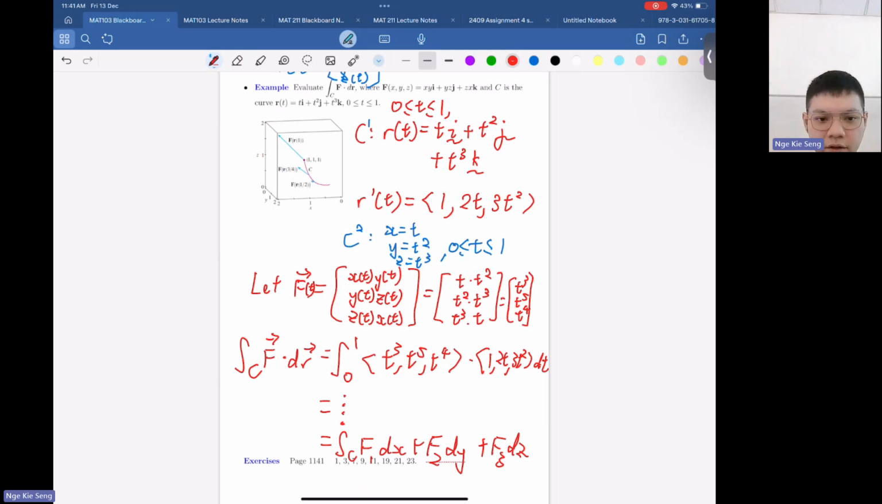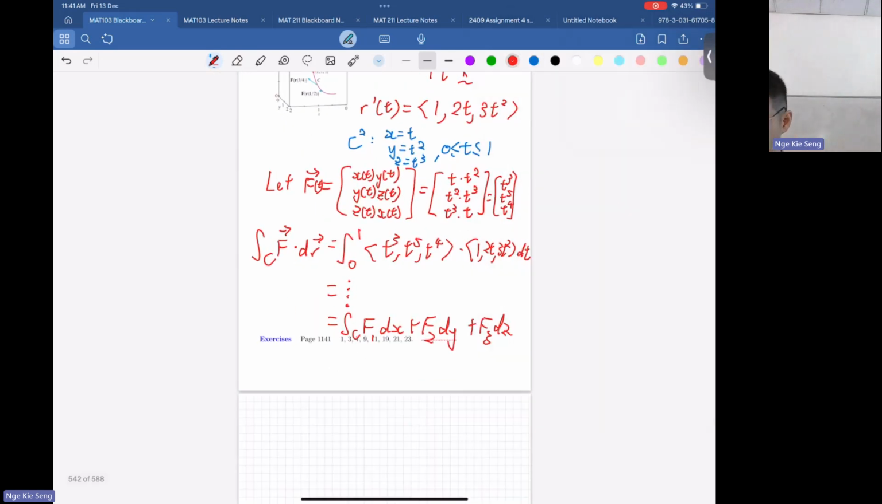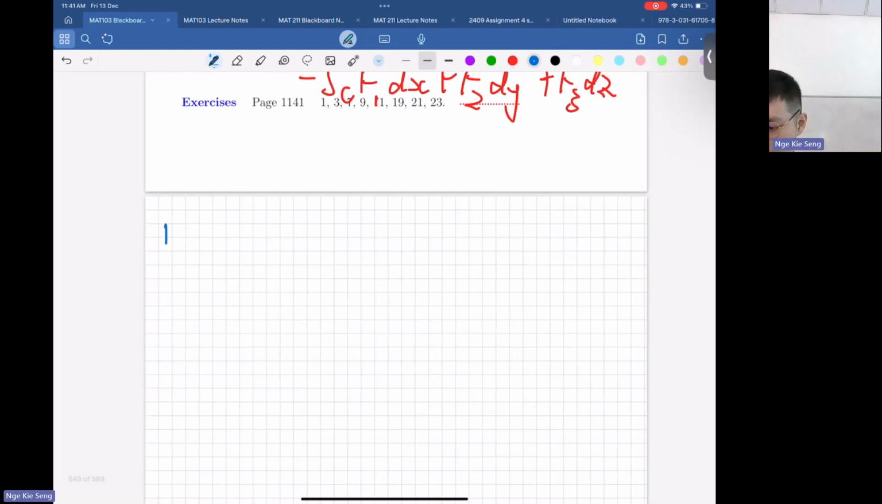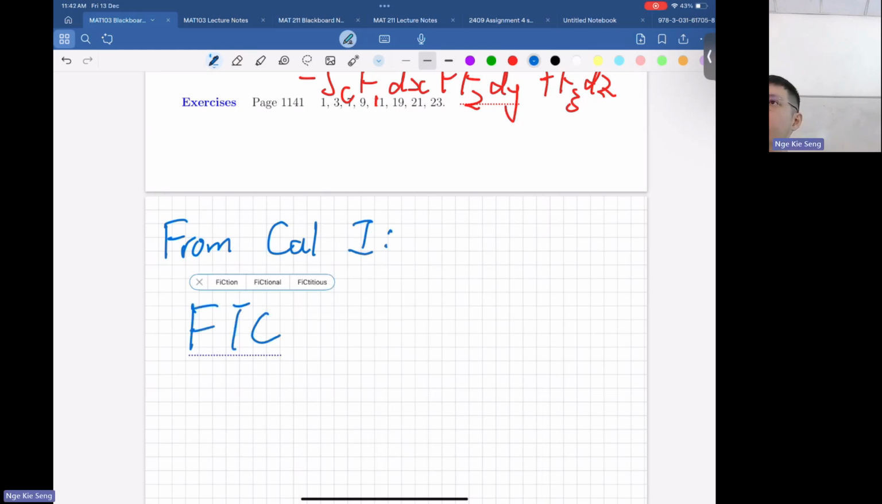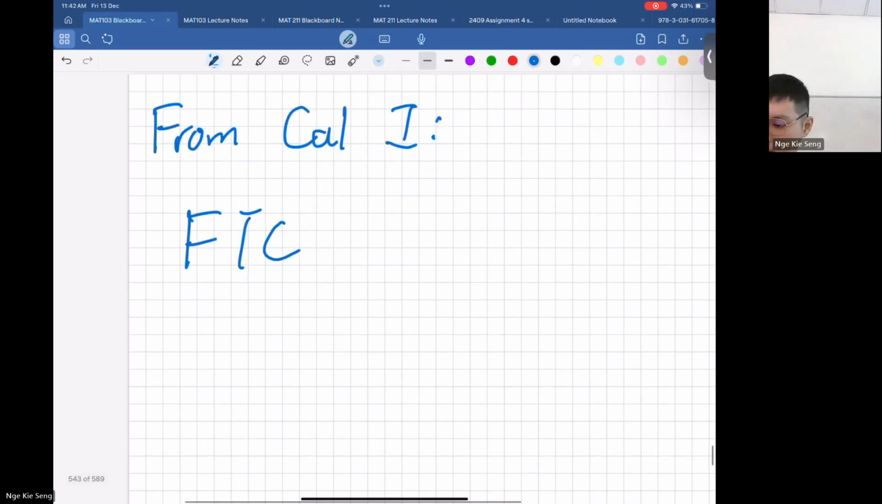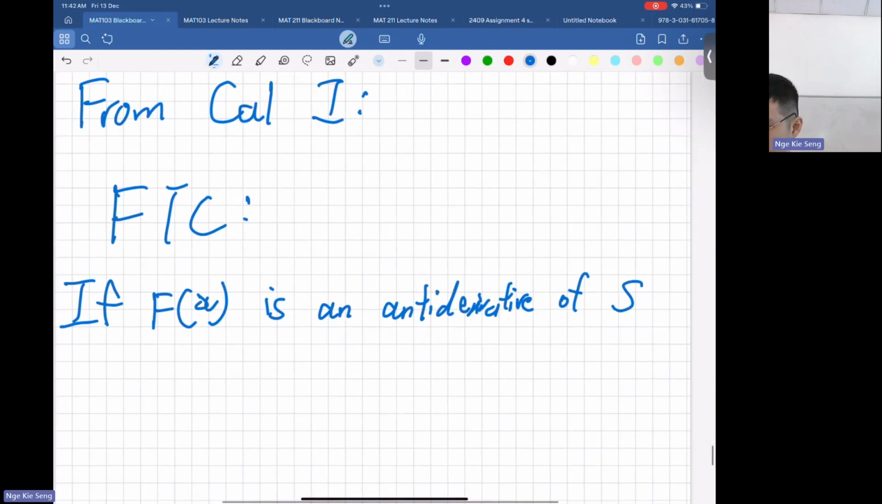Okay, so before we finish off, let's discuss one more idea before we break. In calculus 1, you learned something called FTC. So what's FTC? Fundamental theorem of calculus. What does the statement say? If F(x) is an antiderivative of f(x), so what does this mean?